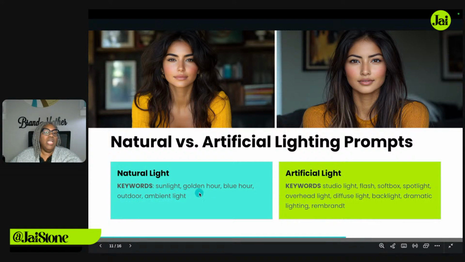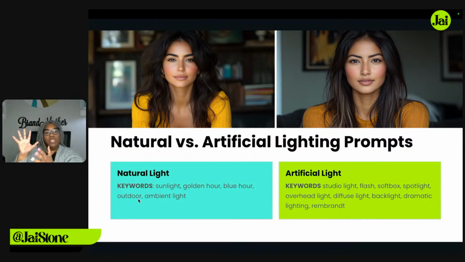So you would say sunlight, golden hour, blue hour. Blue hour is as the sun is going down. Dusk is as the sun is going down. Outdoor light, ambient light is a light that comes through the branches of the trees, like in a forest.